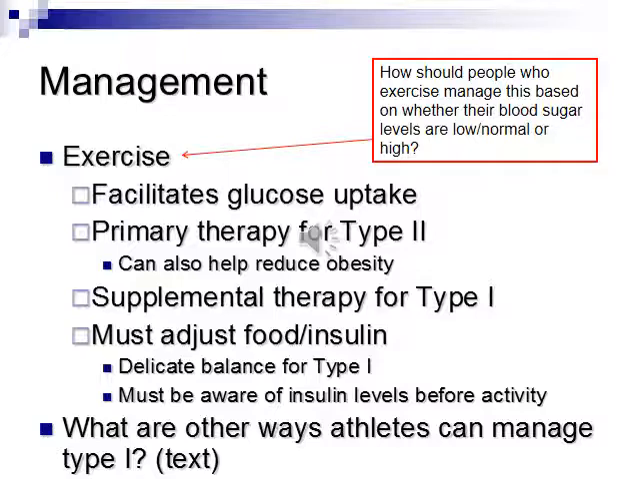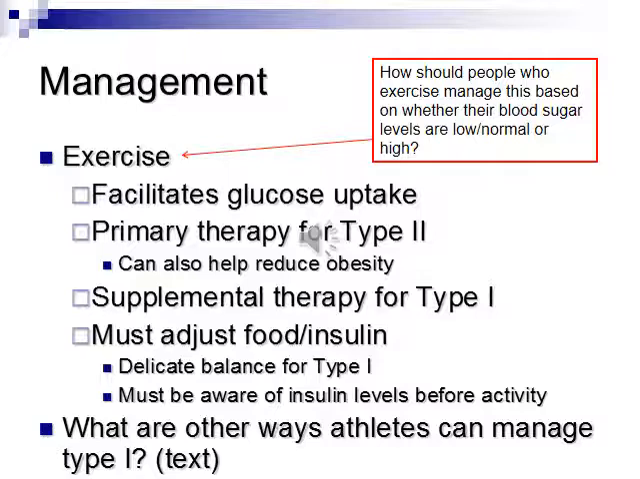you didn't. So this is actually the primary therapy for type 2. They try to treat type 2 diabetes without drugs. They try to do it with exercise and diet first, if that's possible. Now, it's only supplemental therapy for type 1, because obviously if you have type 1, your body is really not producing insulin, so you still need the insulin. So there's always a balance between food and insulin for type 1, and again, that's why I want you to look up the answer to that question. You have to be aware of what your blood glucose is and what your insulin levels are before exercise.